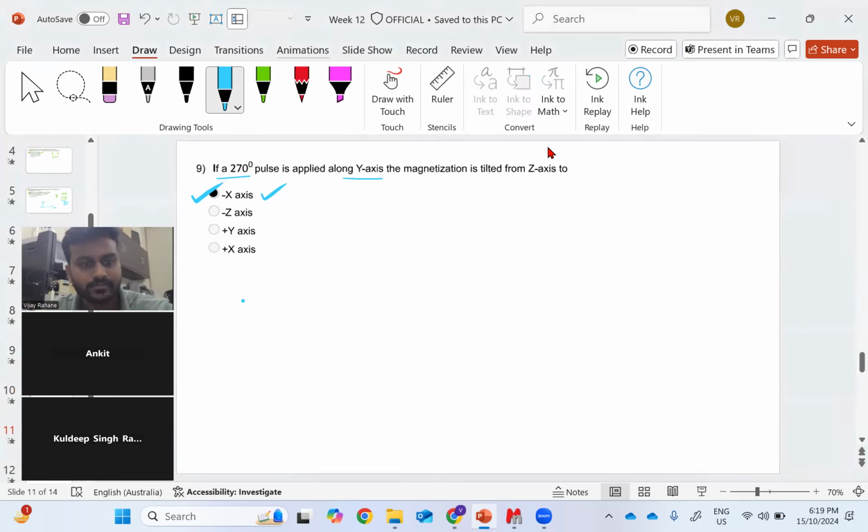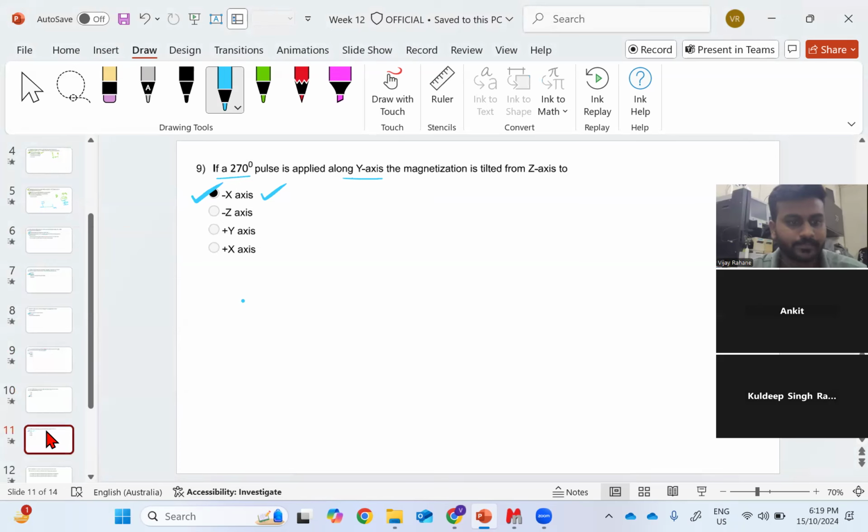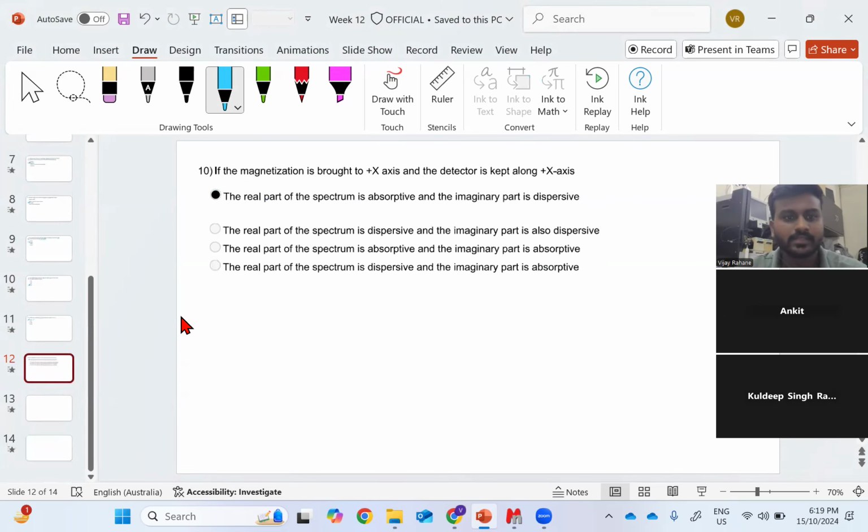And in the next question, if the magnetization is brought to the plus x-axis and the detector is also kept along the plus x-axis, the real part of the spectrum is absorptive and the imaginary part is dispersive. So these are some questions that I have directly taken from the assignment.